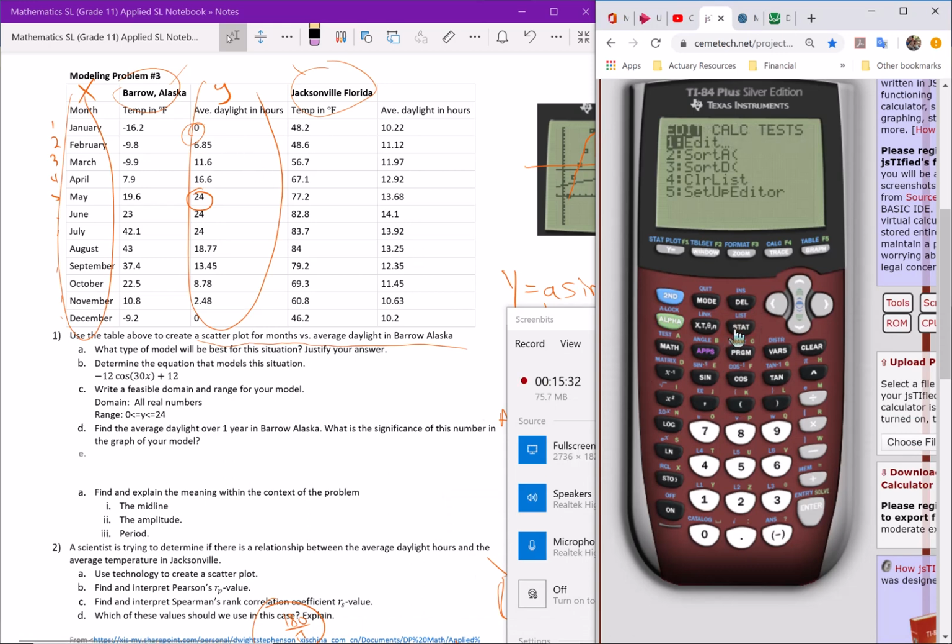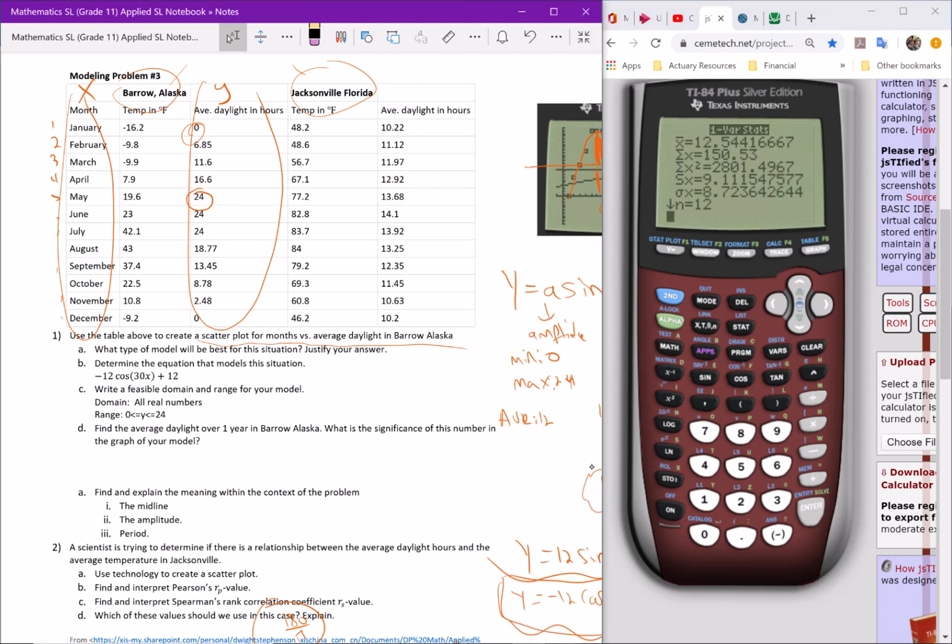What I'm going to do is press Stat, Calc. I'm just going to do one variable statistics. I'm not on list 1 because my values were in list 2, so I'm going to press second, and then number 2 down here is list 2 in blue. I'm going to press calculate. It's going to do all of what I need for me, right? So the X bar, the average daylight, is 12.5.